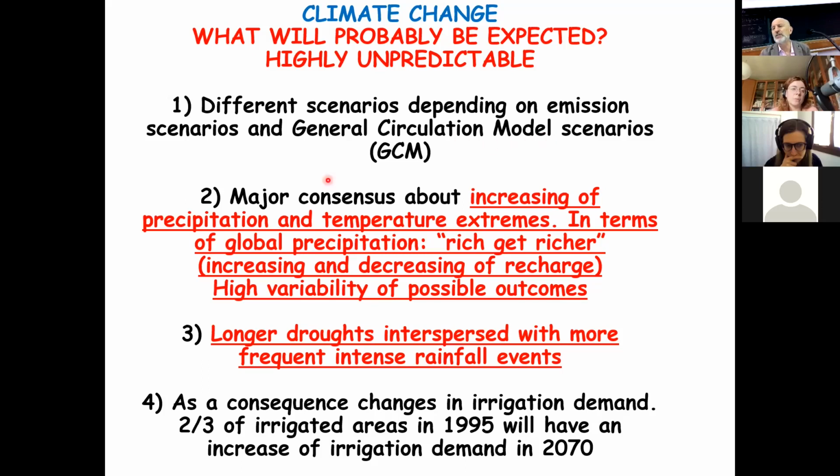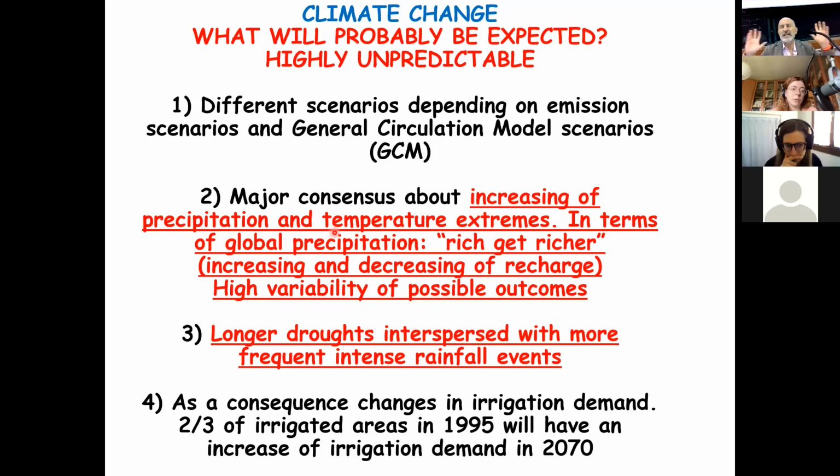But there is a major consensus about two particular aspects: increasing of precipitation and temperature extremes, and obviously global warming. Global warming is a matter of fact nowadays. The increase of average atmospheric temperature, but we expect also an increase of the extremes of precipitation and temperature.